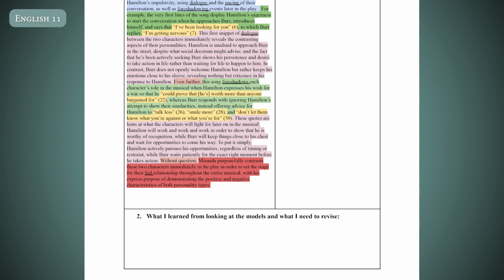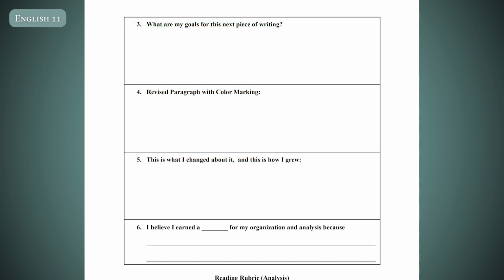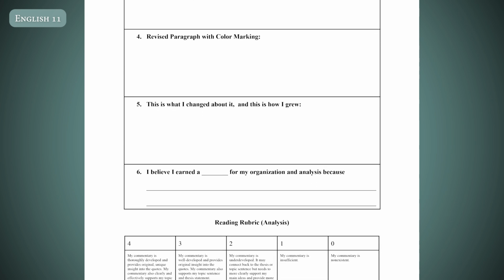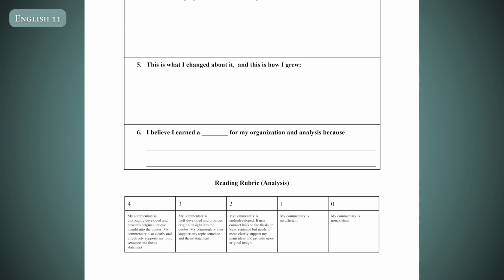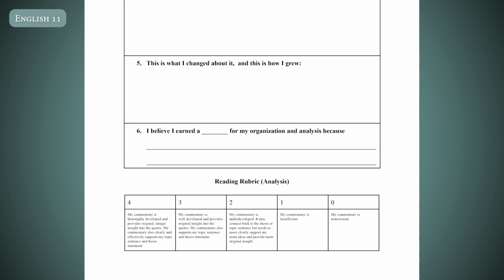What I learned from looking at the models and what I need to revise. What are my goals for this next piece of writing? Revised paragraph with color marking. This is what I changed about it, and this is how I grew. I believe I earned a blank for my organization and analysis because blank.